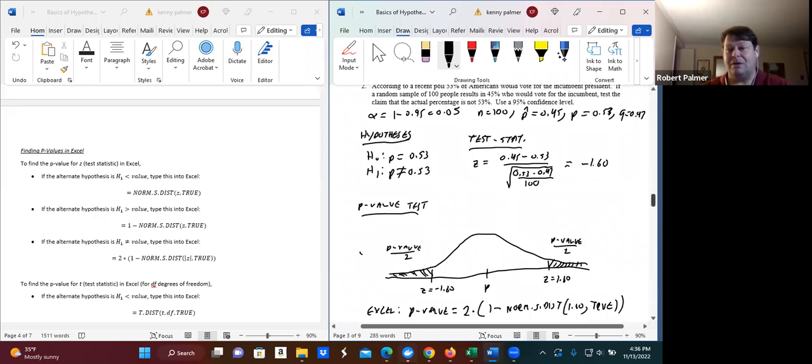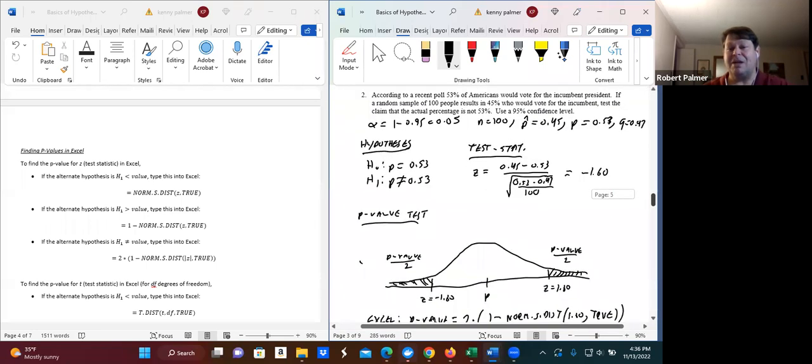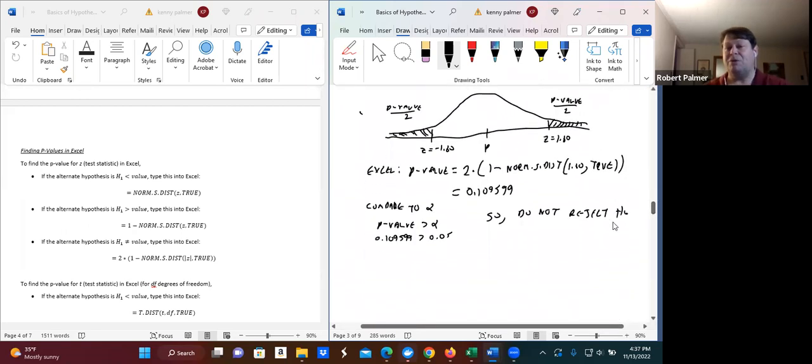What that means is that there's not enough statistical evidence to say that this didn't happen by chance, if we assume that 53% of Americans would vote. The claim was that the percentage is not 53%. We didn't really care if it was larger or smaller. The claim was that it was not equal to 53%. And here, even though our sample of 45% is less, there's not enough evidence to say that it didn't happen by chance. It's not unlikely enough that we can say that it's most likely incorrect. So we do not reject H0.